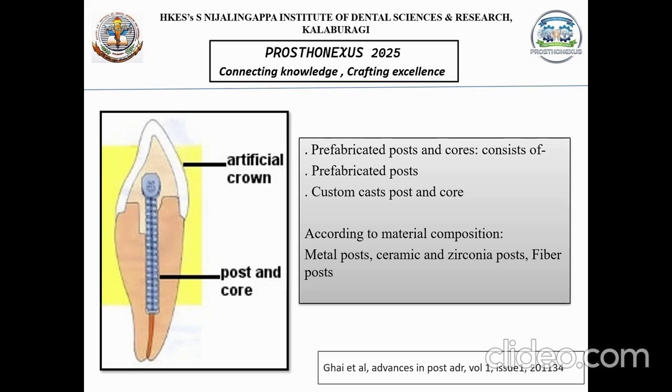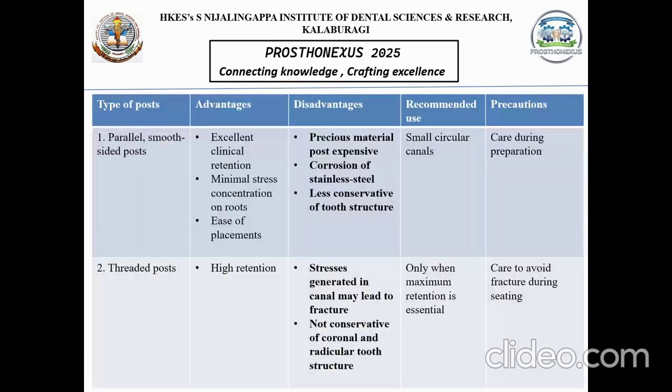Now, prefabricated posts and cores are available in the market. They basically consist of a prefabricated post and cast and pour. According to the material composition, we have metal posts, ceramic posts, zirconia posts, and fiber posts. Based on the type of post, what are the advantages and disadvantages?